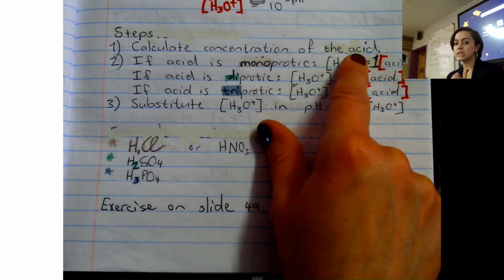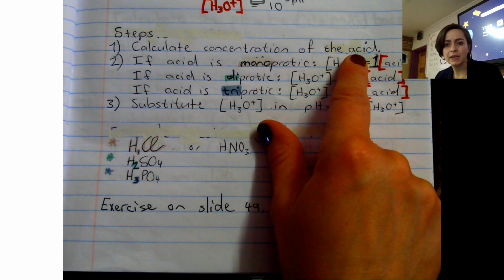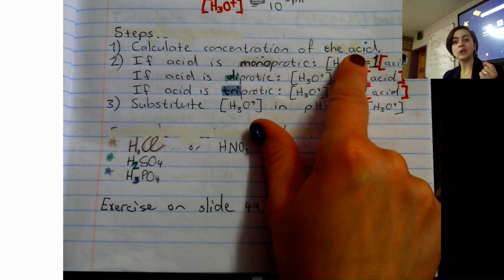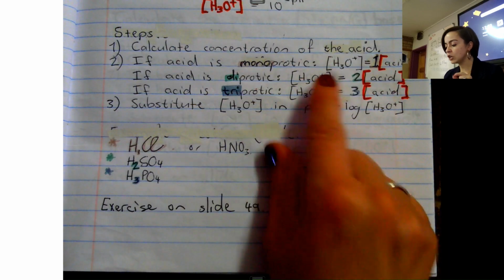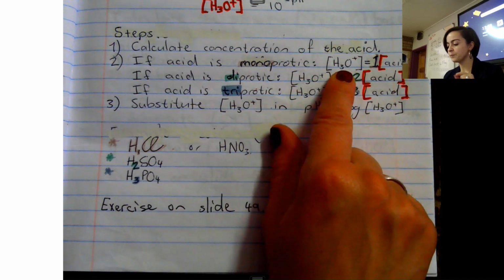That we do either with the titration formula that we just did previously or with stoichiometry. Once we have that, we can now calculate the concentration of the hydronium ions that we would like to substitute into our pH formula. How do we do that? To get the concentration of the hydronium ions, we look at the acid.